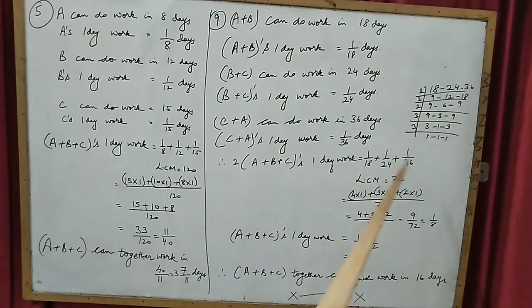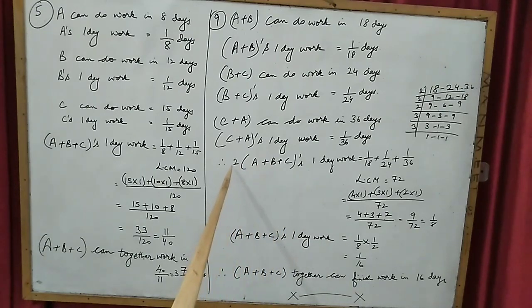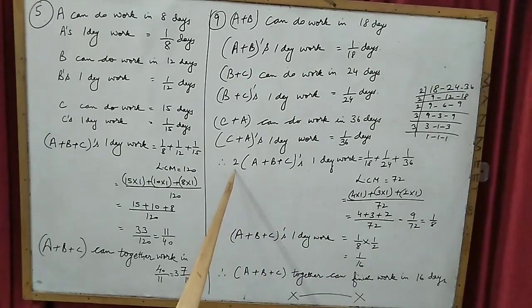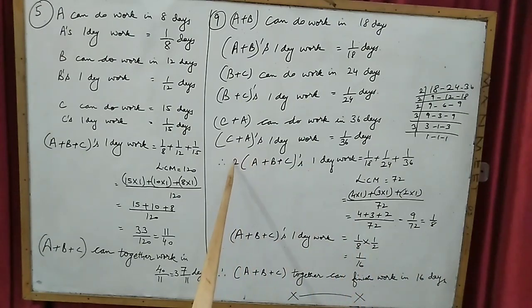In the same way, we will find the LCM, then we will solve the sum. We got 1 by 8. But children, this 1 by 8 is twice A plus B plus C, and we want only A plus B plus C. So if it is multiplied here, when it goes to the other side it will become divide. So A plus B plus C's 1 day's work is 1 upon 8 multiplied by 1 upon 2. Now no cancellation, 8 into 2 is 16. So we got 1 by 16.